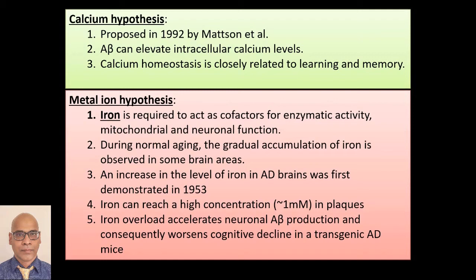An increase in the level of iron in AD brain was first demonstrated in 1953. Iron can reach high concentration, approximately 1 millimolar in the plaques. Iron overload accelerates neuronal amyloid beta production and consequently worsens cognitive decline in transgenic AD mice.